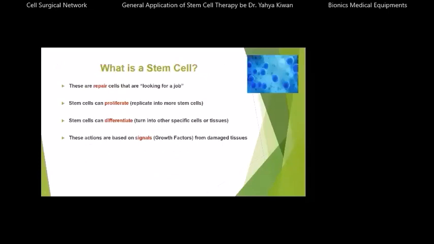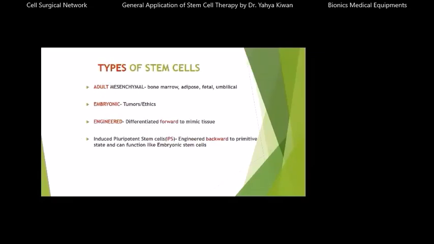What are stem cells? These are cells that are looking for a job. Stem cells can proliferate, they replicate into more stem cells. Stem cells can differentiate, they can turn into other specific cells or tissue, and these actions are based on signals or growth factors from the damaged tissue.